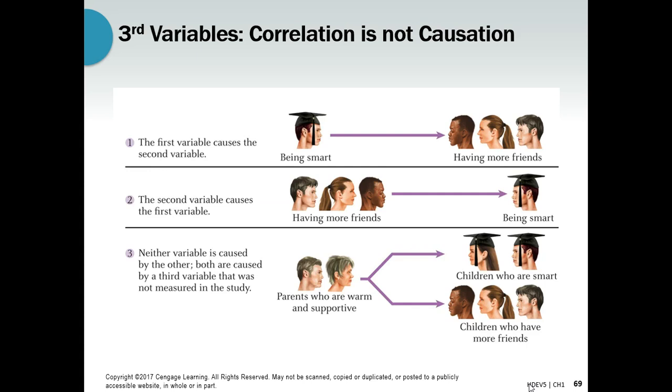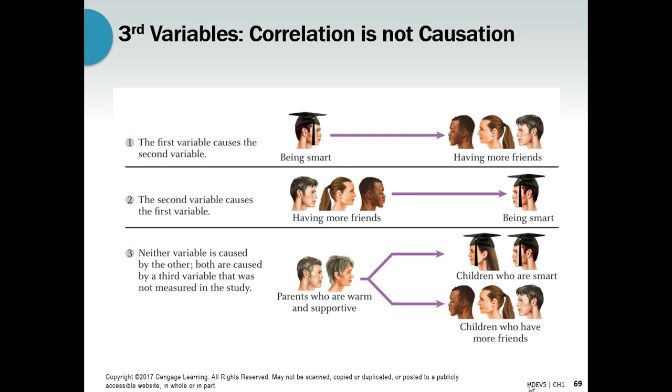It could be that being smart causes you to have more friends, or it could be that people with more friends tend to cause those friends to have higher IQ. Maybe they want to impress their friends, and so they do a little bit better in school. Maybe it's just the fact that people love you makes you want to succeed more in life, right? There could be other variables there.